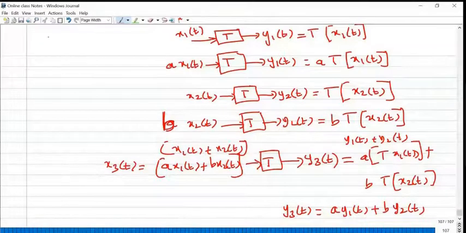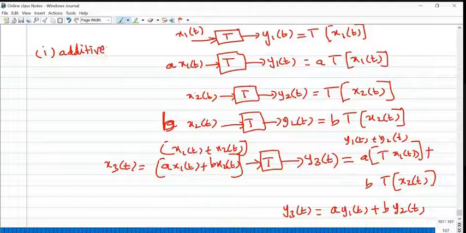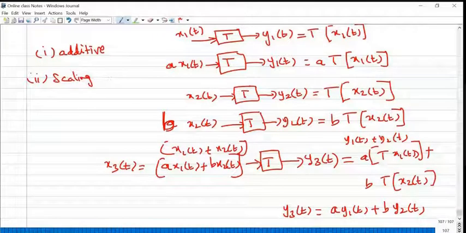So a system is said to be a linear system if it satisfies the superposition principle. What do you mean by superposition principle? It must satisfy the additive property. Additive property meaning x1, y1, x2, y2. If I give x1 plus x2, my output should be equal to y1 plus y2. That is additive property. Second one, homogeneous property or scaling property. Suppose my input is a x1 plus b x2, my output should be equal to a y1 plus b y2. That is the homogeneous property.